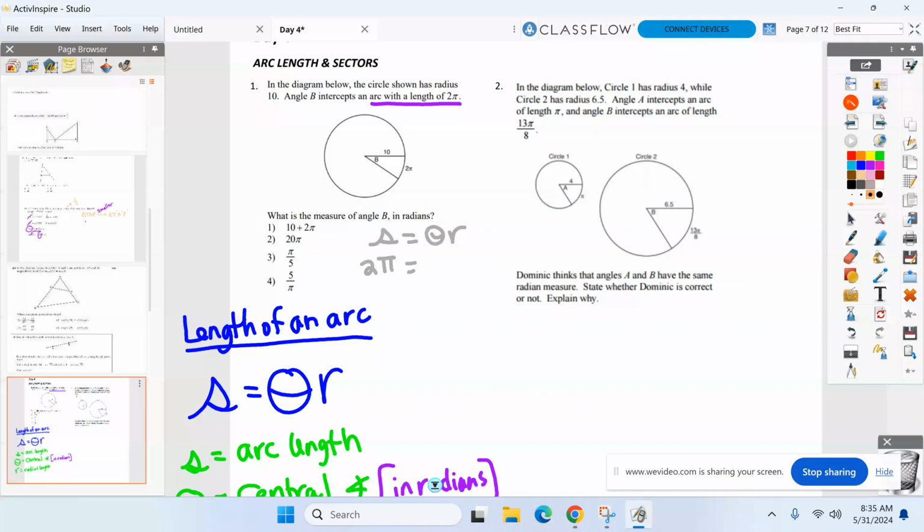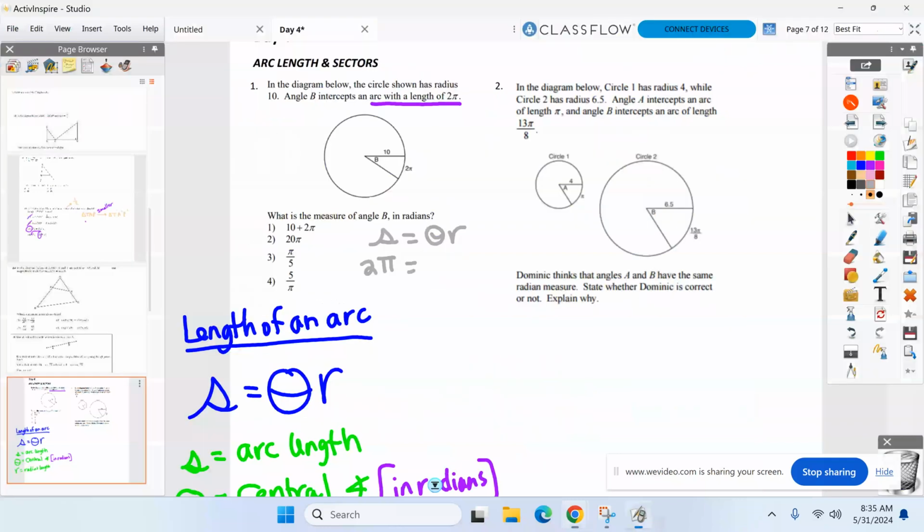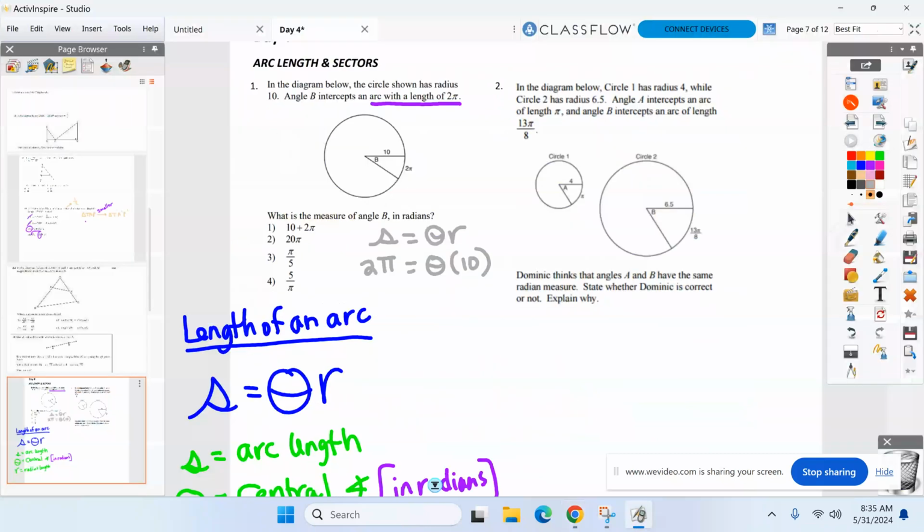And where's that 10 getting substituted in for? Drew? R. And I'm solving for B, theta. All right, so theta times 10. How do you get the 10 out of there? How do we get the 10 out of there? Look at that 10. Lily? Divide both sides by 10. Everyone good? Divide by 10, divide by 10.